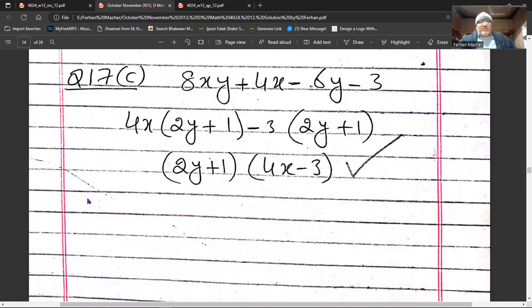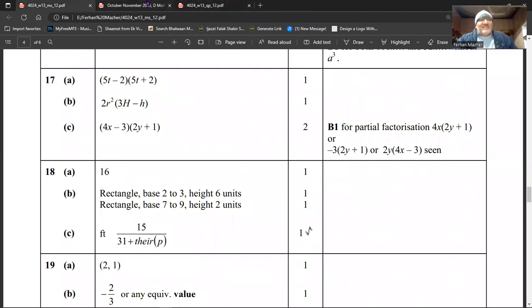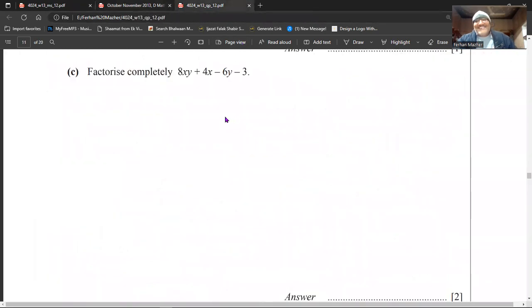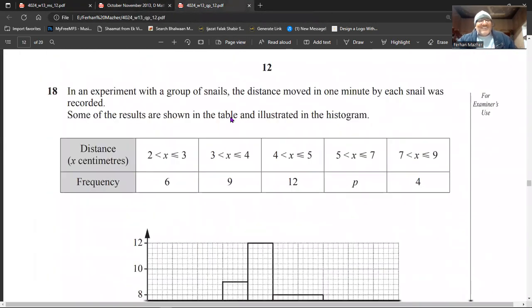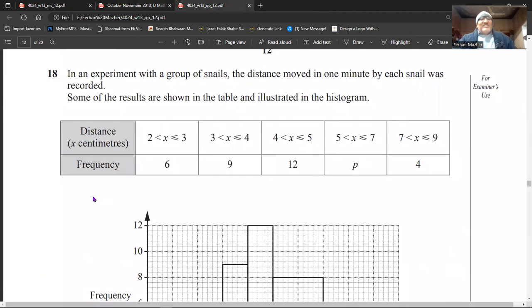Now you see from this term and this term, this bracket 2y plus 1 is common. From there, you will have 4x. From here, you will have minus 3. And that will come in the second bracket. And this is how you will factorize. So hopefully you understand. You remember your 8th class. In the 8th class, we teach this. Okay. So now we are going to question number 18.